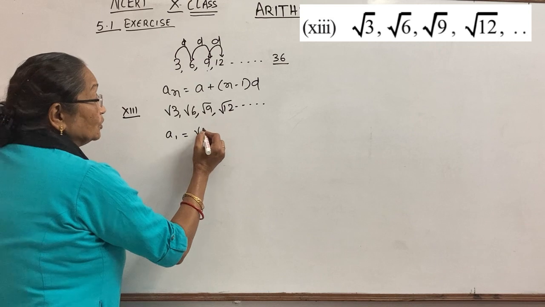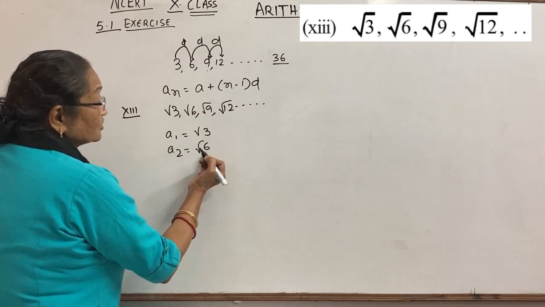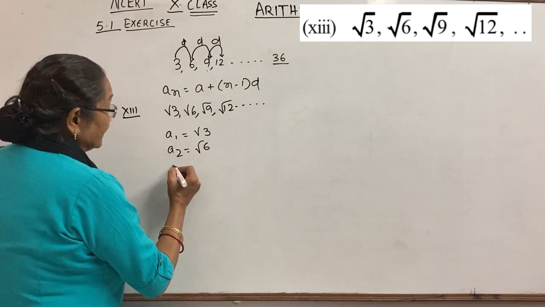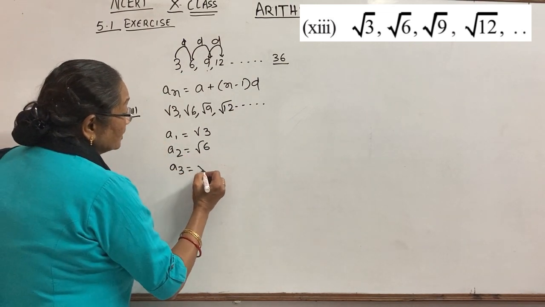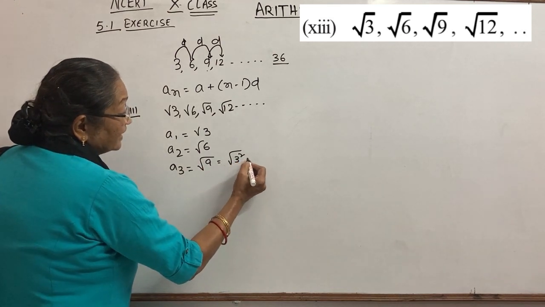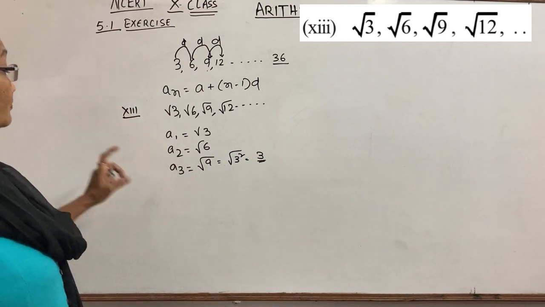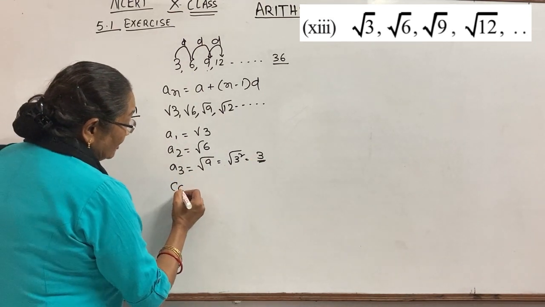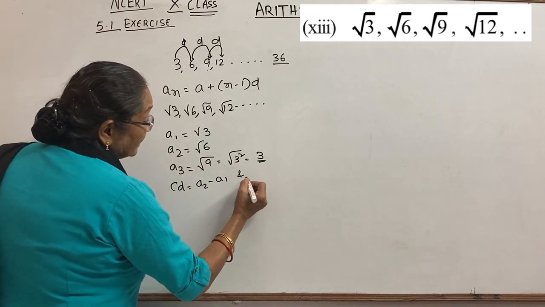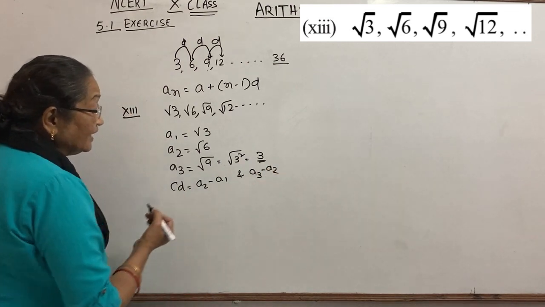Now what is our A1? A1 is root 3 and A2 is root 6. So 6 is not the square of any number, so it will remain as it is. Then A3 is root 9. Root 9 is the square of 3, isn't it? 3 square, that equals to 3. Okay. So now these 3 we got it. Now we shall find the common difference. So A2 minus A1 and A3 minus A2. These two are the common difference.